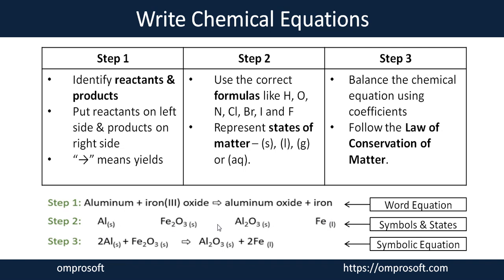Now in the third step, we need to balance the chemical equation as per the law of conservation of matter. On the basis of that, we mention the coefficients in front of the reactants and the products to make a complete balanced chemical equation which represents a chemical reaction. So this is how we can write a chemical equation in the proper way.